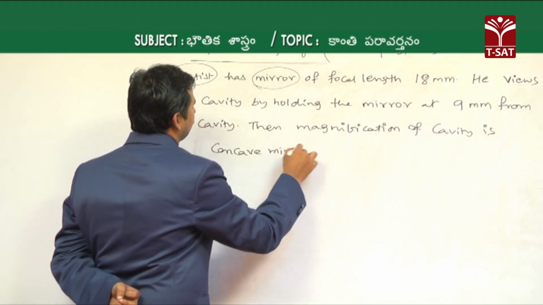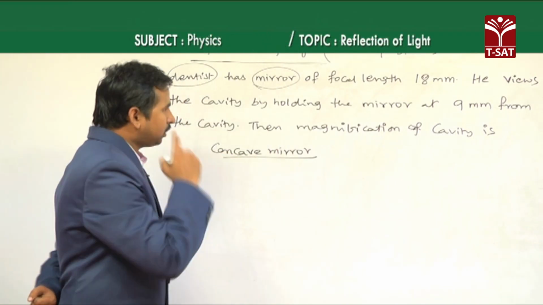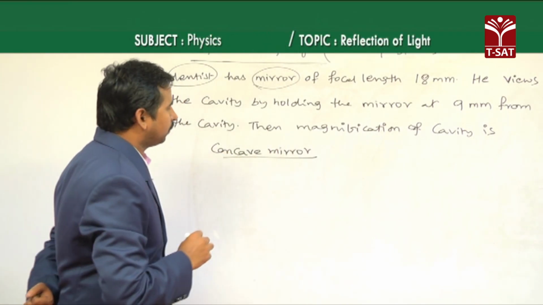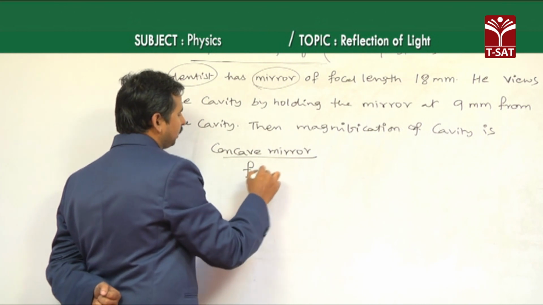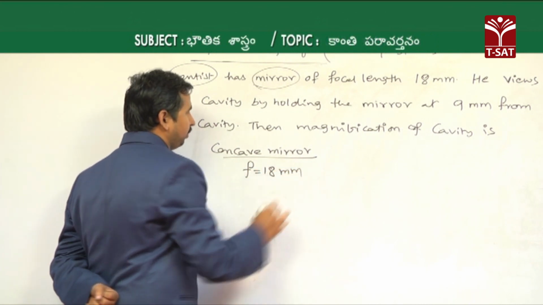We are going to use a concave mirror. Now, this concave mirror has a focal length of 18 mm, the focal length is given as 18 millimeters.